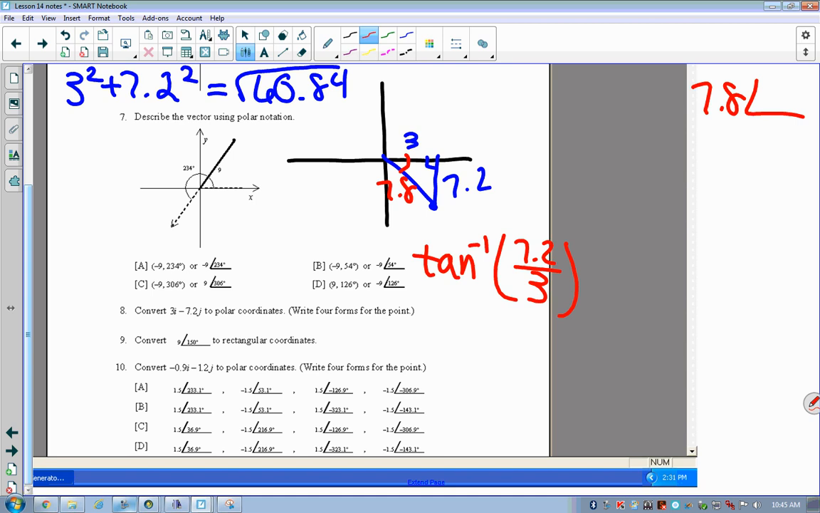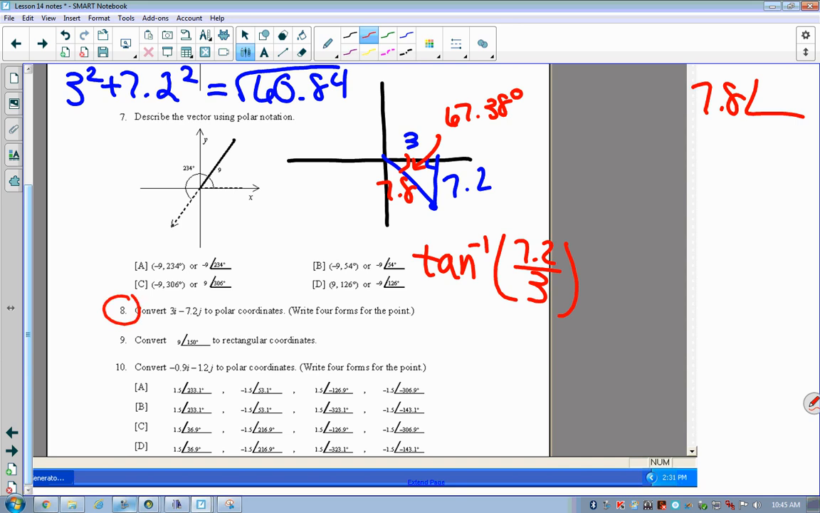Go ahead. Anybody? What did you get? 67.38. Okay. So this degree here is 67.38 degrees.